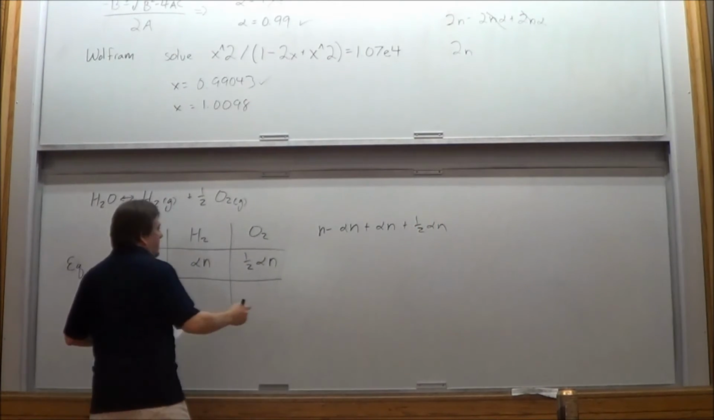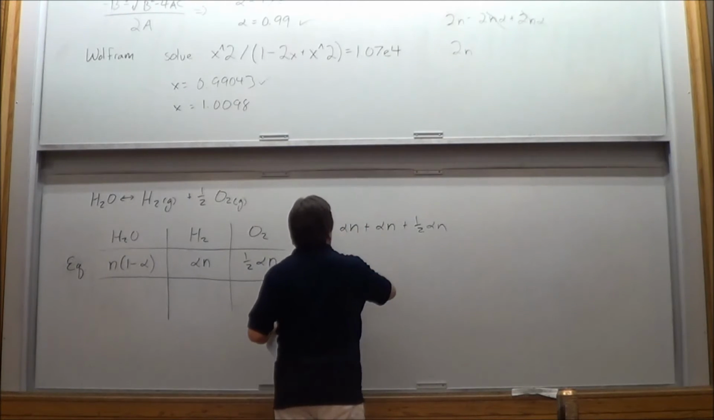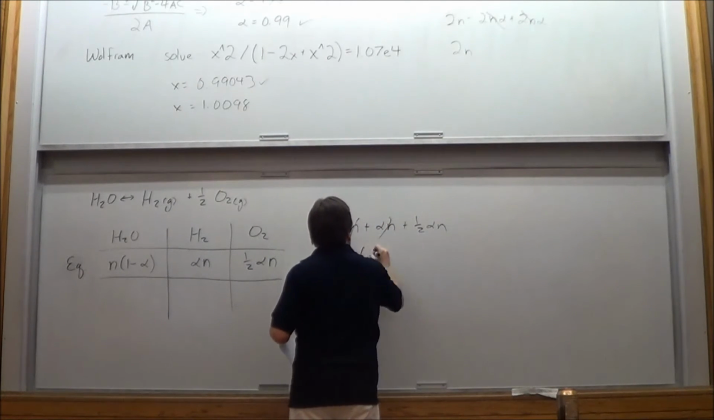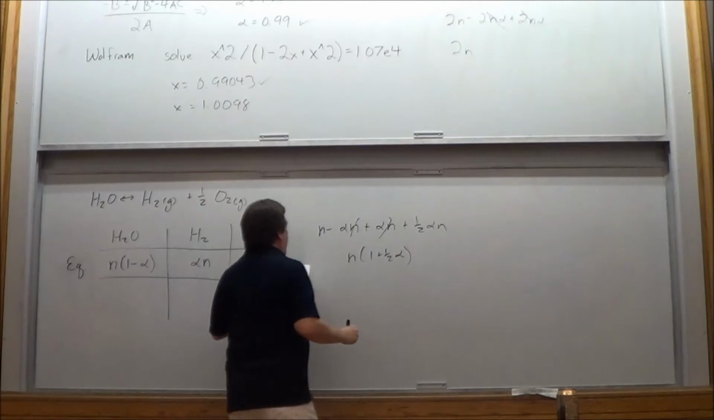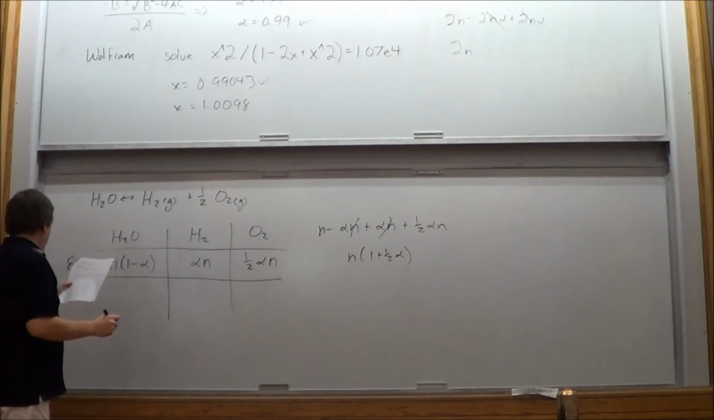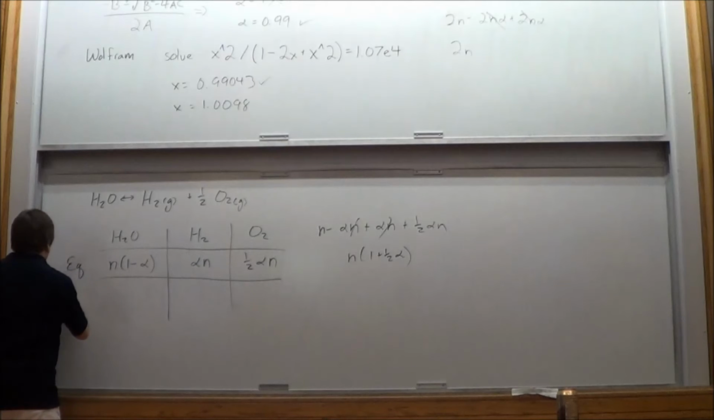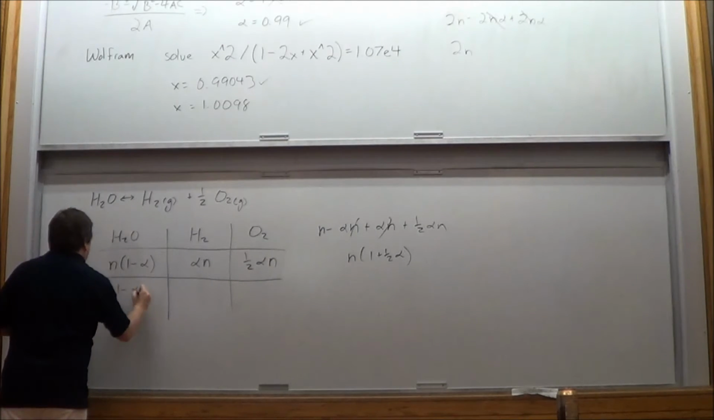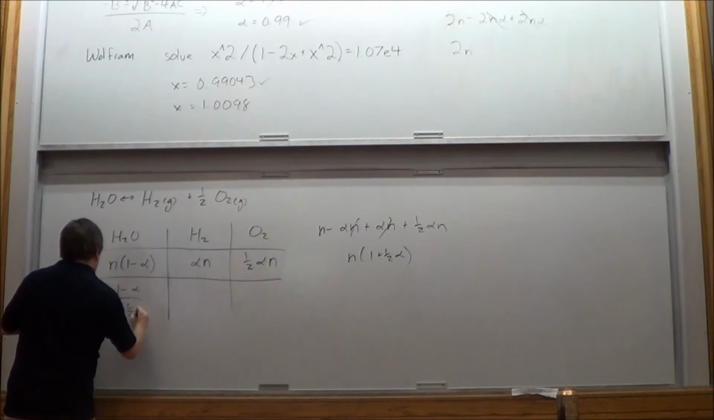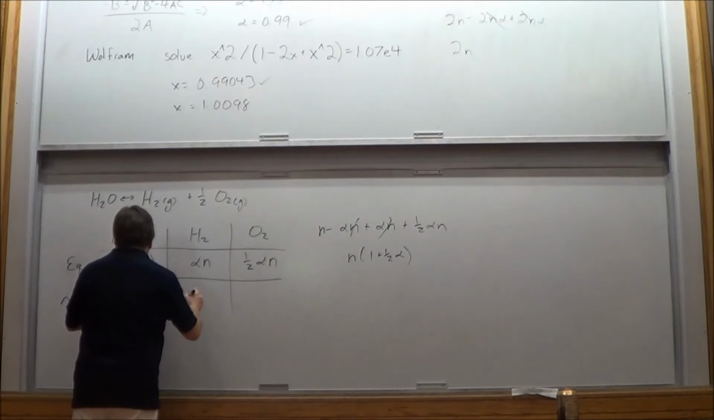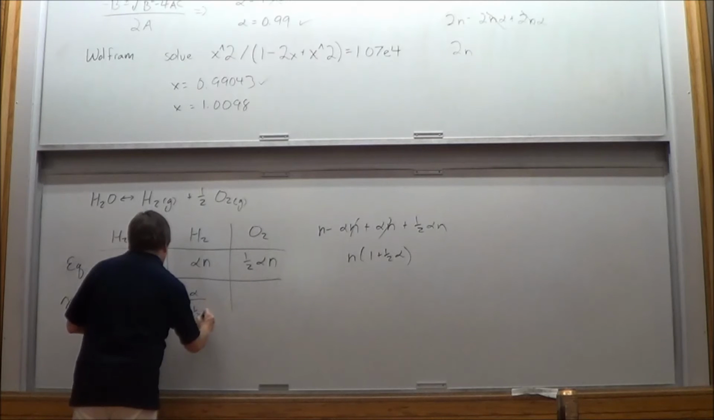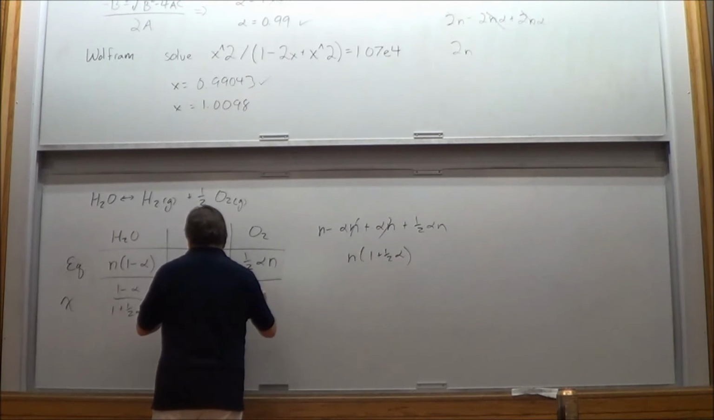The total is then n plus 1/2 alpha n. Is that right? Yeah. And that makes the mole fractions 1 minus alpha over 1 plus 1/2 alpha. And then this one is going to be alpha over 1 plus 1/2 alpha. And this one is a little bit different. So 1/2 alpha over 1 plus 1/2 alpha.